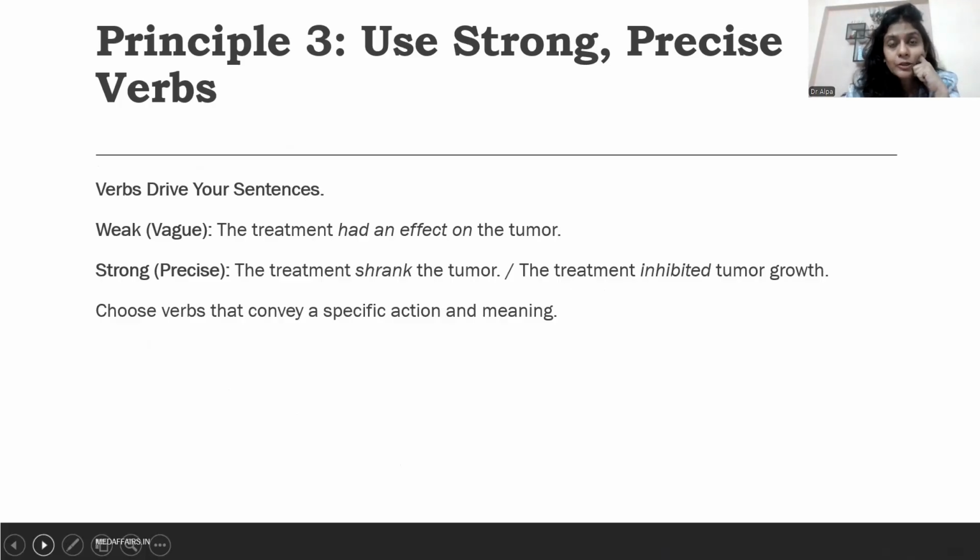Principle 3 about using strong and clear action words, which are the verbs. So don't let your verbs be vague. Instead of writing treatment had an effect on the tumor, had an effect, positive or negative, what type of effect? So be precise, write the treatment shrank the tumor or the treatment inhibited tumor growth.